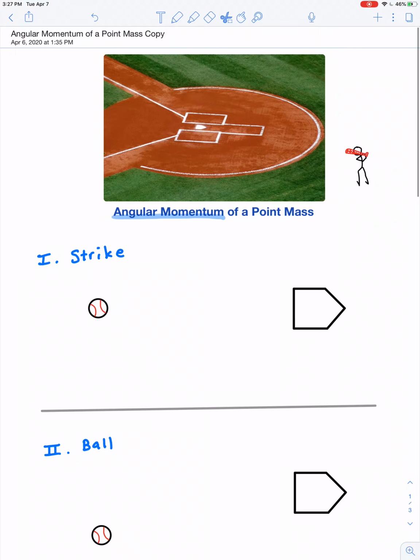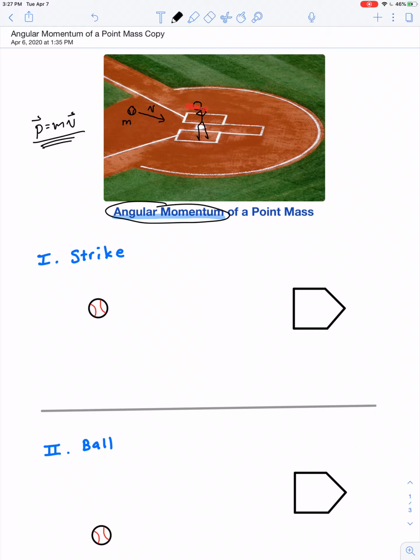So let's start with a brief discussion about baseball. Let's say a batter steps up to the plate, and then the pitch is thrown, and the baseball is coming toward the batter. The baseball certainly has momentum because it has a mass and it has a velocity, and we know that momentum is just equal to the product of mass and velocity. But the ball also has angular momentum.